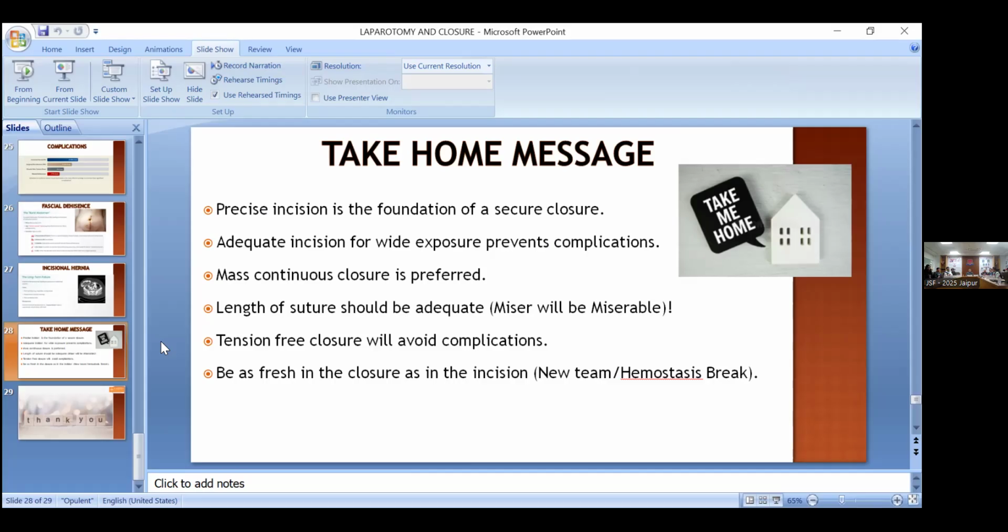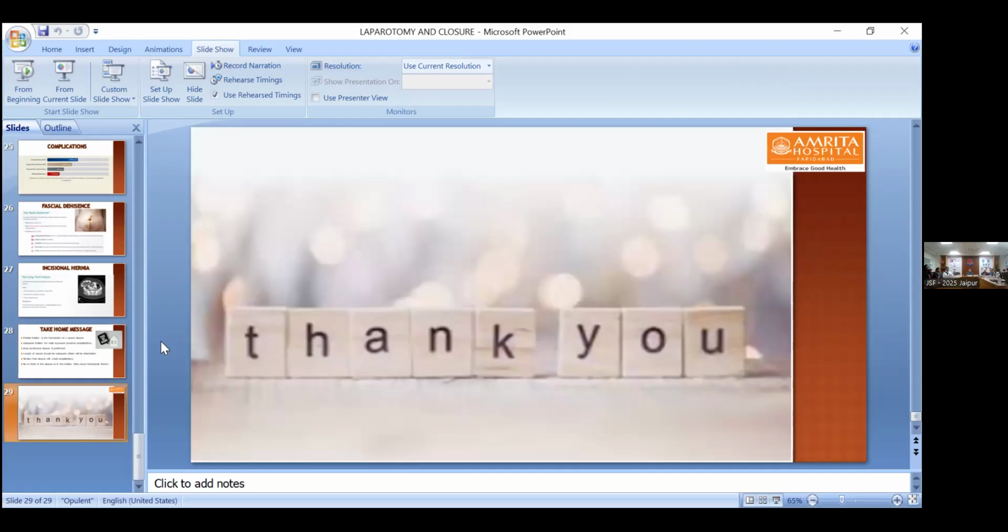You should be as fresh in the closure as in the incision. There are a lot of teams in India as well as in outside countries like Korea, where they get in a new team just for an abdominal closure. Or, if you're very tired after a long surgery, it's better to take a break, come back fresh and do the closure, because it is as important as doing the complex surgery that you have done so far. Thank you.